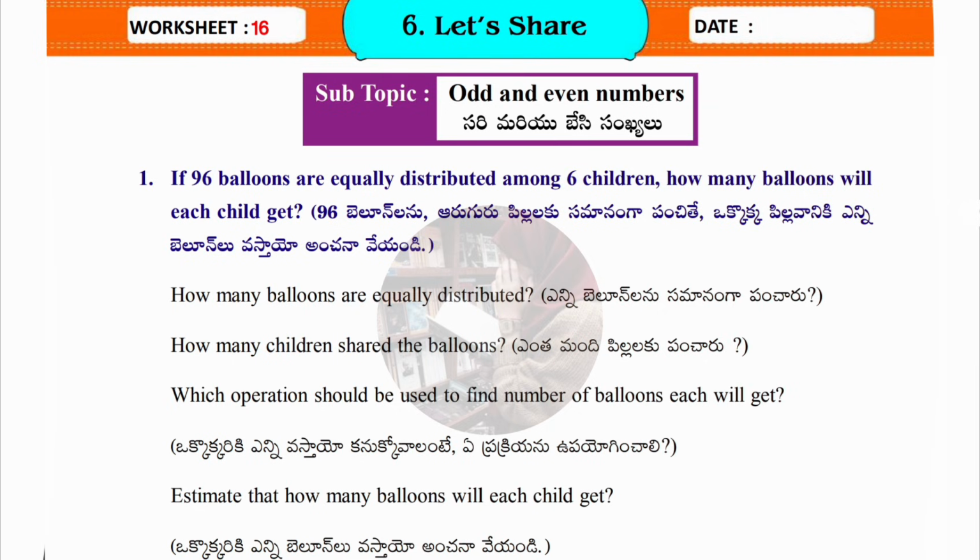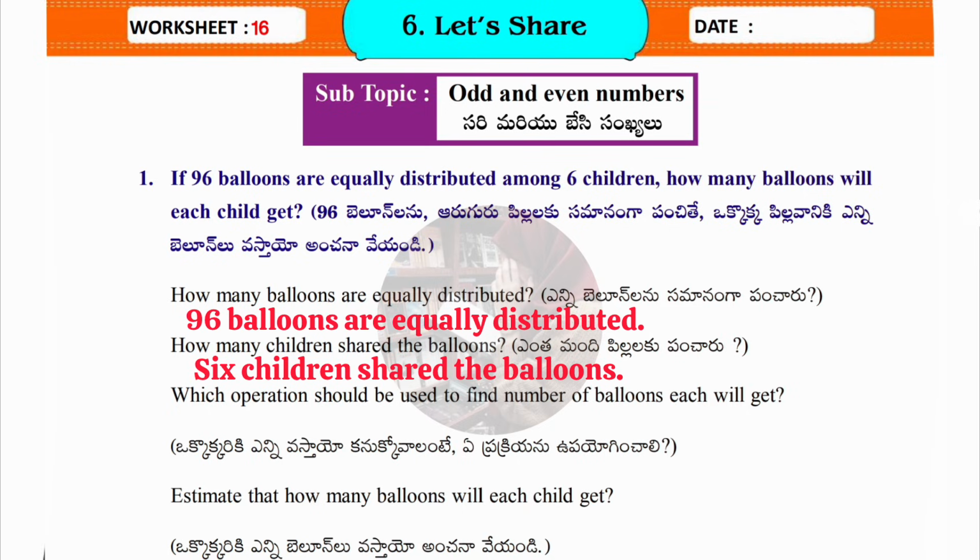Some questions are given. How many balloons are equally distributed? So in the question we have given 96 balloons. So write down 96 balloons are equally distributed. Next question is how many children shared the balloons? So the answer is 6 children shared the balloons.